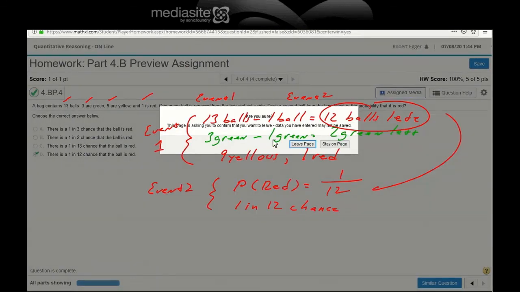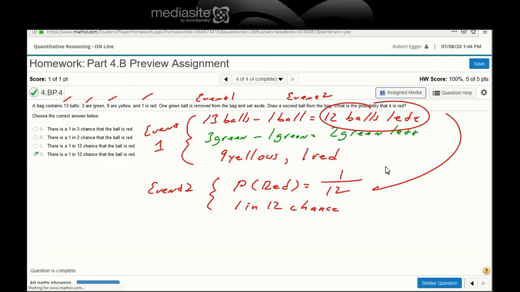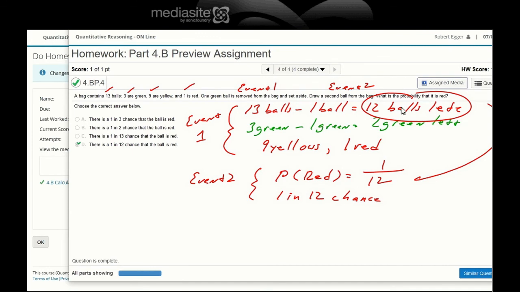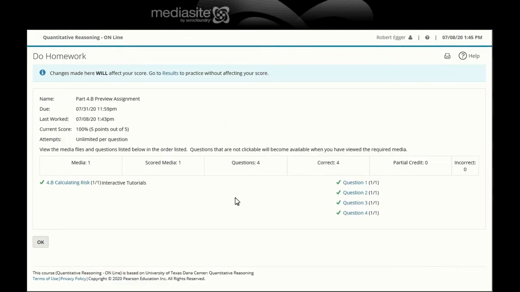Did we do that one? Oh, yes, lead page. Nope, yeah, we're good. We are good.